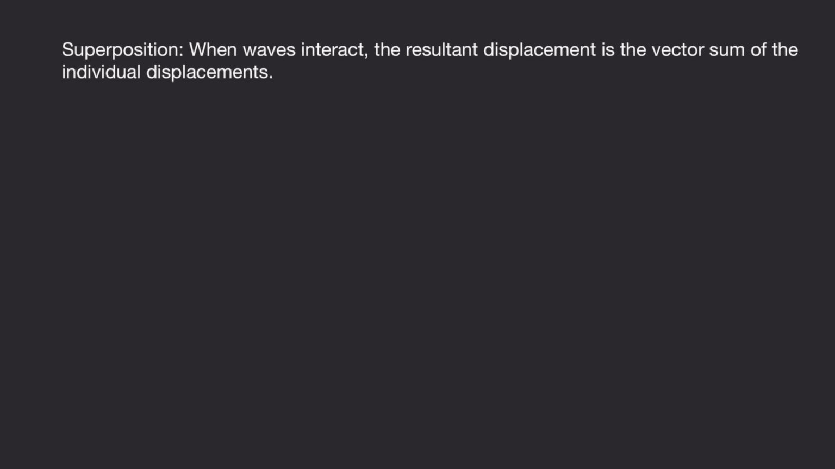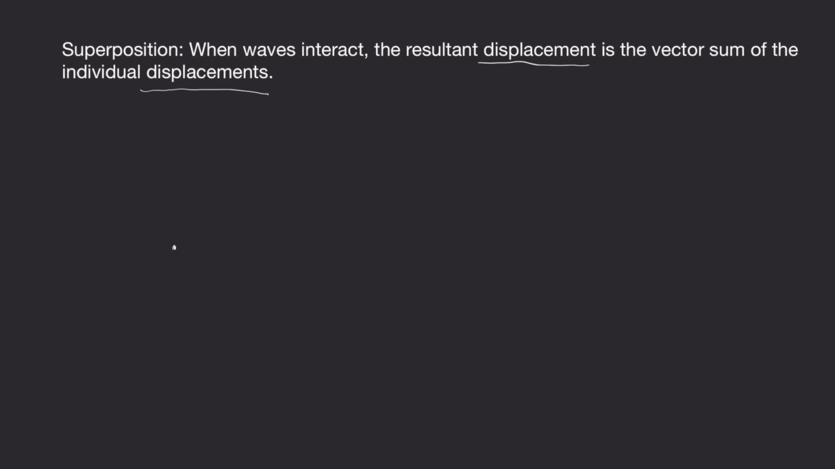We also need to go over a really important definition, and that is the definition of superposition. So when two waves interact, the resultant displacement is the vector sum of the individual displacements. The word displacement is typically underlined in mark schemes, meaning that we need to mention it to score full marks. But what does this definition actually mean?